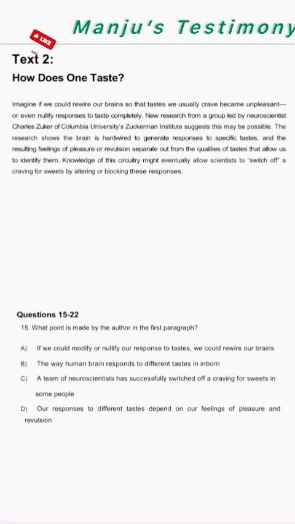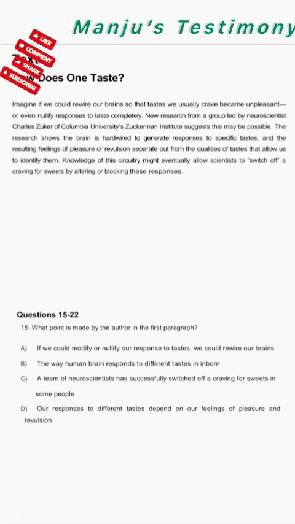Guys, the question says that our feeling of pleasure and revulsion has an influence on our response to taste, but the text says that the brain is already hardwired to generate a response to taste. As a result of the response to taste, the feeling of pleasure and revulsion comes, which in turn helps us identify the taste. So it is the straight opposite of what is mentioned in the question. The question says different tastes depend on our feeling of pleasure and revulsion, but the text says the feeling of pleasure and revulsion comes as a result of our response to taste.